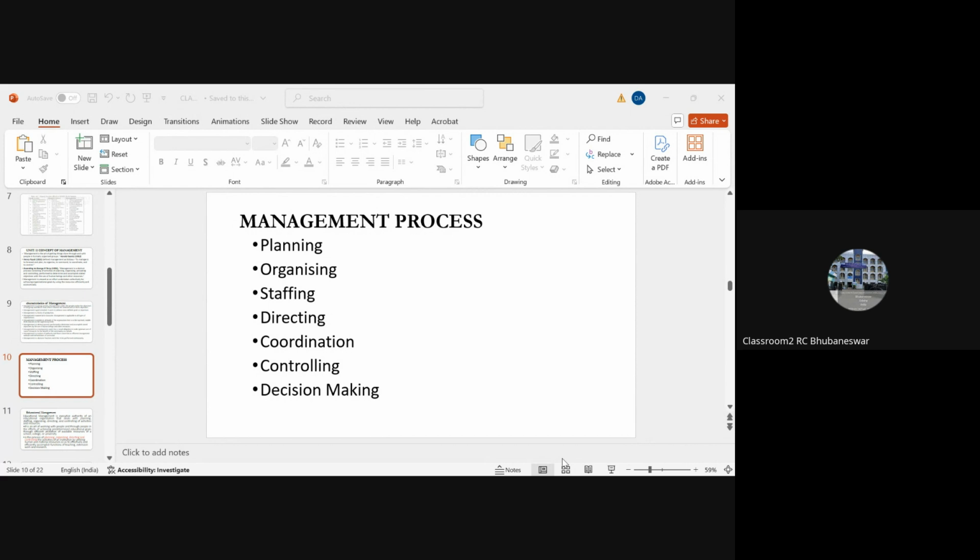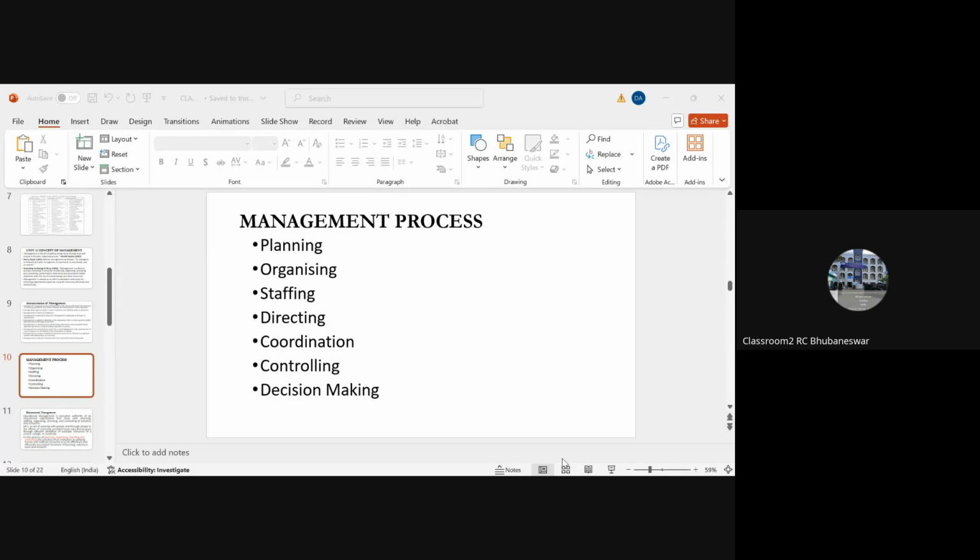Under coordination, vertical coordination, horizontal coordination is very essential. Coordination is not the single way process. It is bi-way process, double way process. Vertical coordination is there, horizontal coordination is there, external coordination is there, internal coordination is there. So variety of coordination work has to be performed by the authority or the manager.